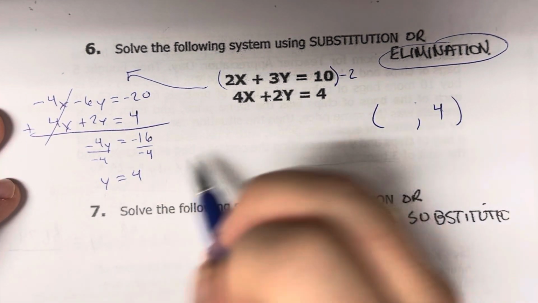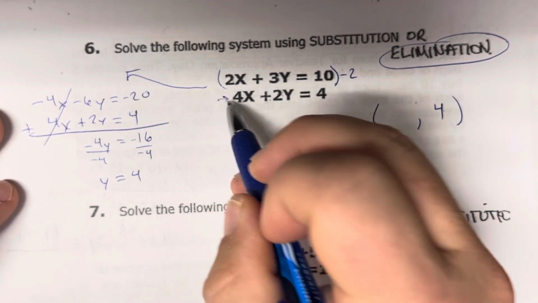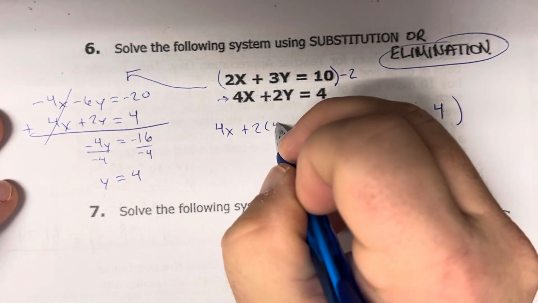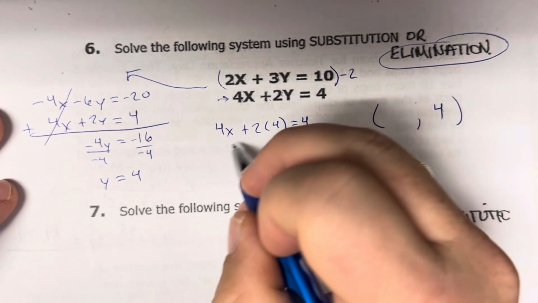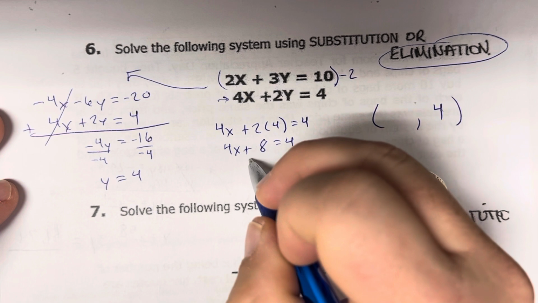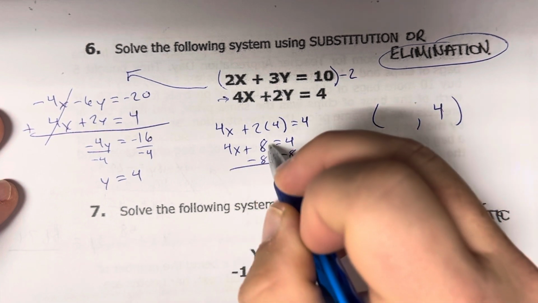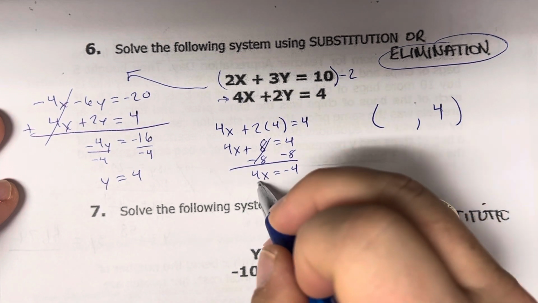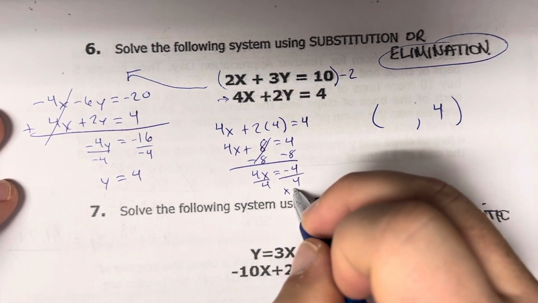And then to find the x value, we'll plug it in. It doesn't matter which one. I'm going to choose this one. And so 4x plus 2 times 4 is equal to 4. 4x plus 2 times 4 is 8 is equal to 4. Then we'll subtract the 8 over. 4x equals -4. And then lastly, we'll divide by 4, so x equals -1.